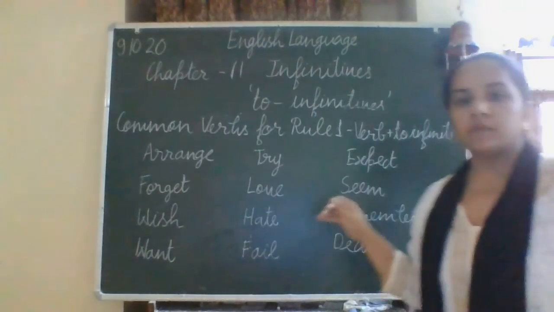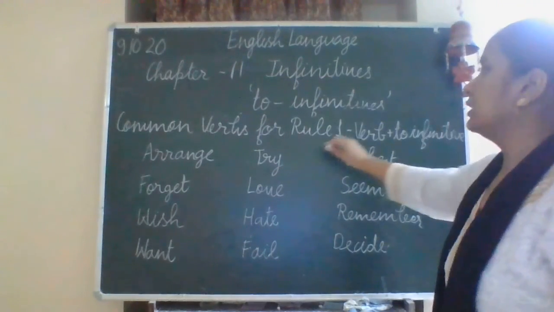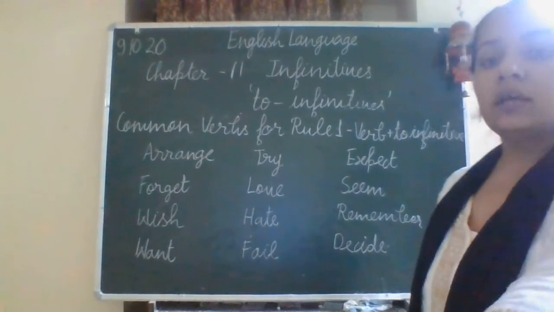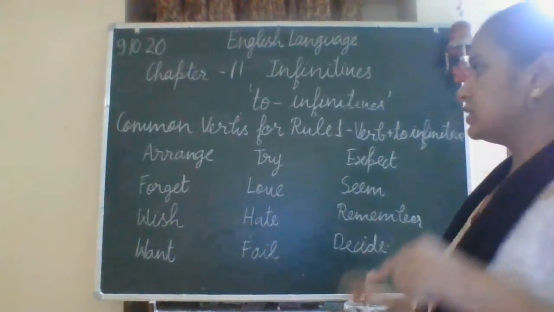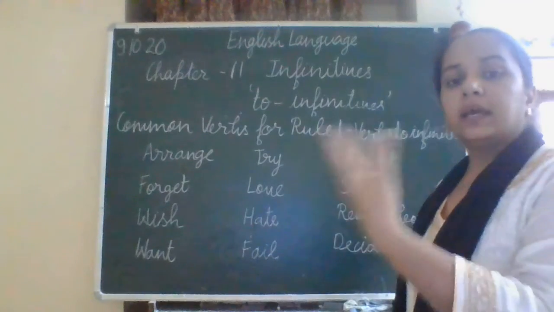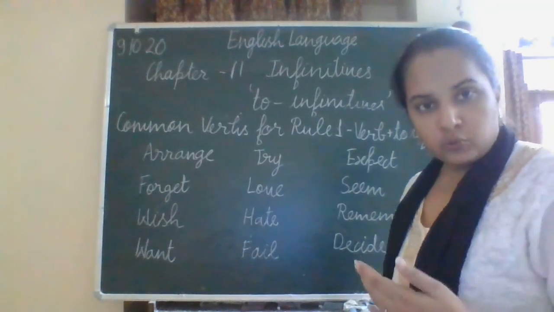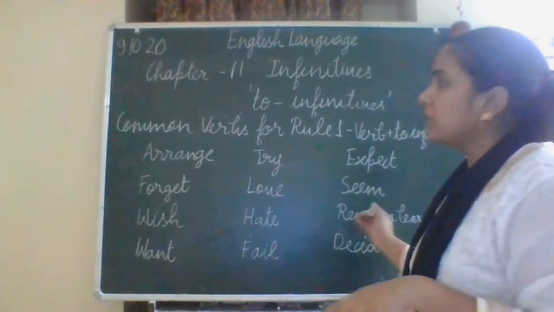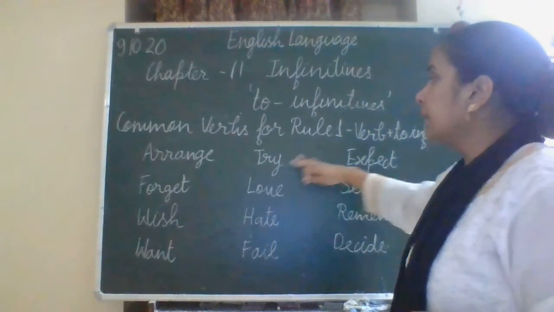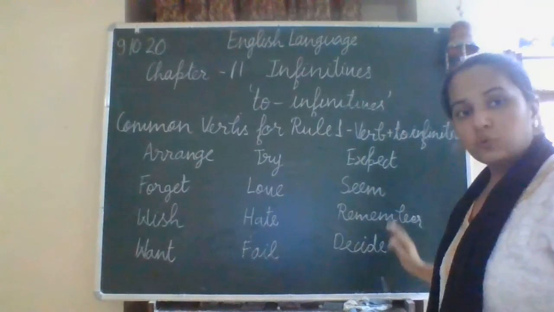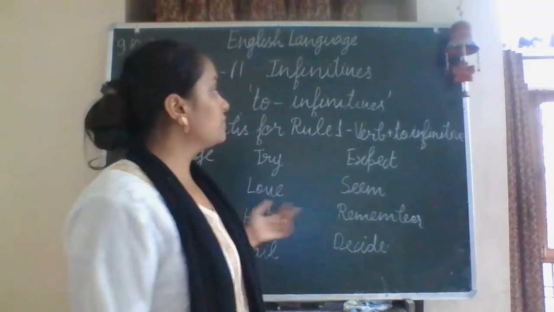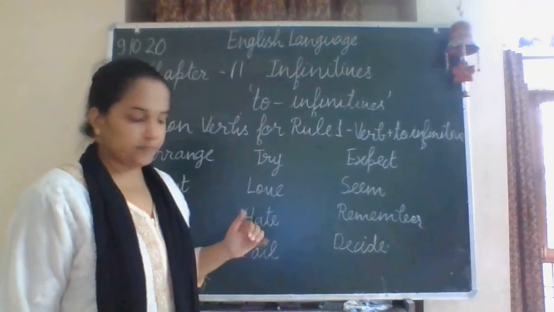These are some of the common verbs which we can use for rule number 1, that is verb plus to infinitive. But if I'm saying that we are using these verbs here, it does not mean that we cannot use all these verbs in any other case. What are the rules we will discuss further? The same verbs can also be used there. And this is just an example of how you can use the verbs in the form of infinitive.